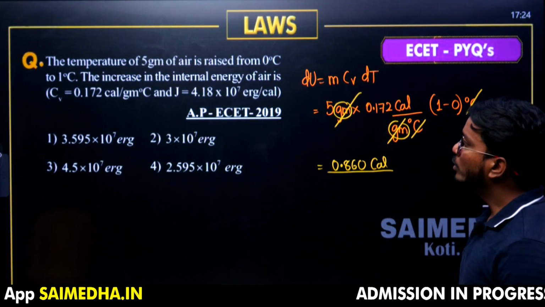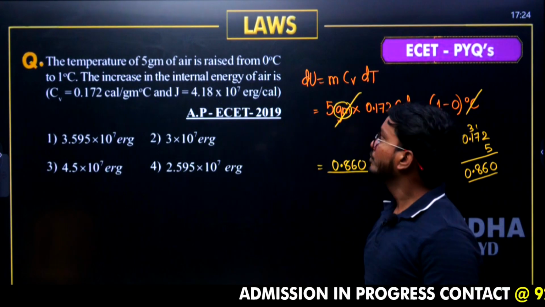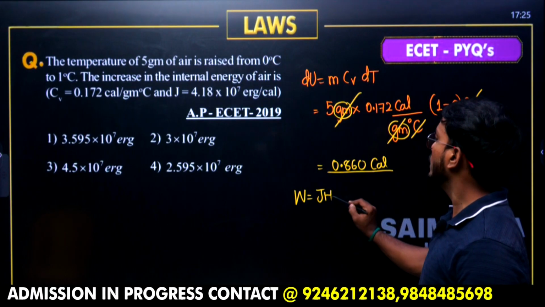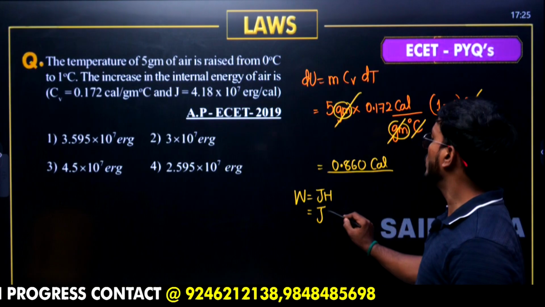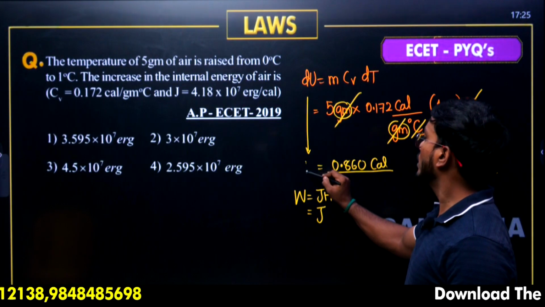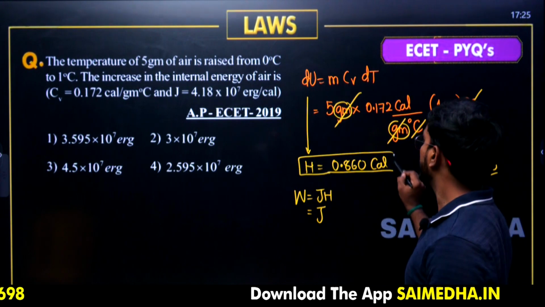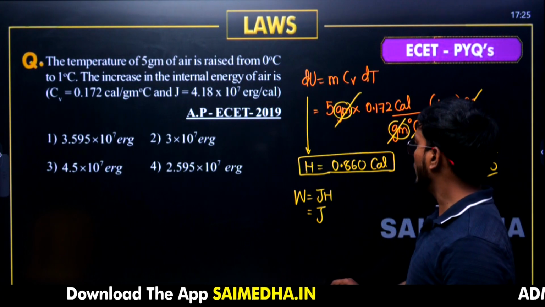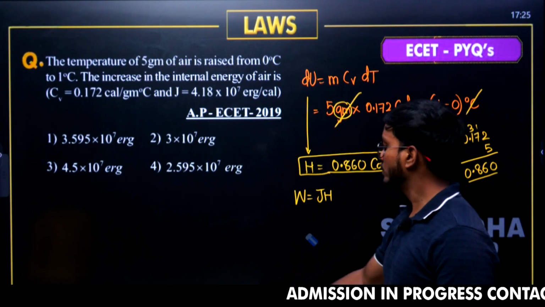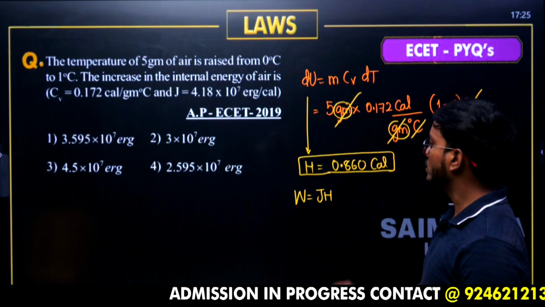Okay. Now he is mentioning that J value. The formula for W, total energy, is equal to J into H, or J into U you can say here. That is energy. So this dU is none other than what now? Energy. Let's say it is H. So in the place of H we can multiply here the value of 0.860.